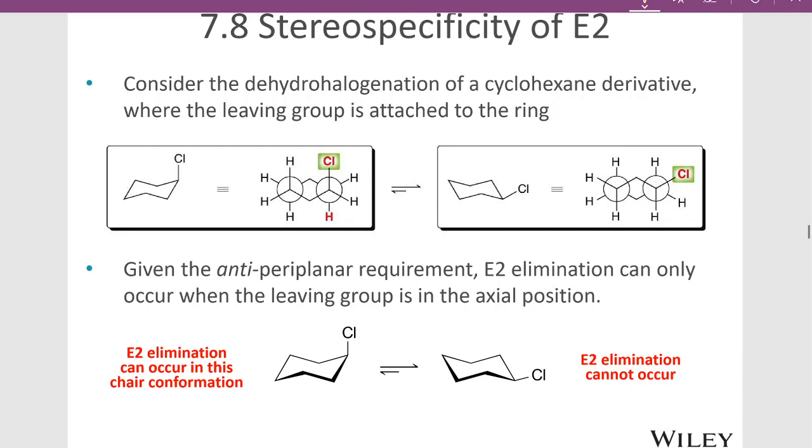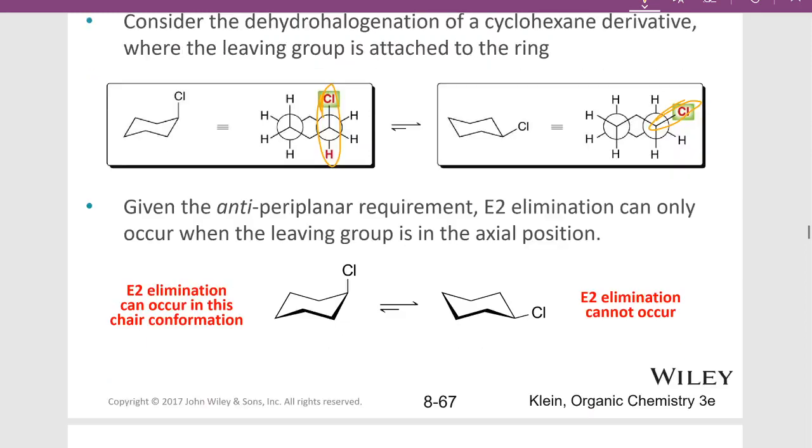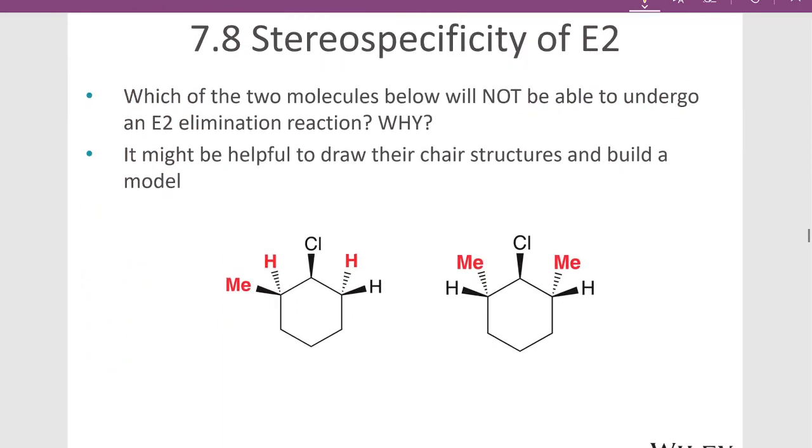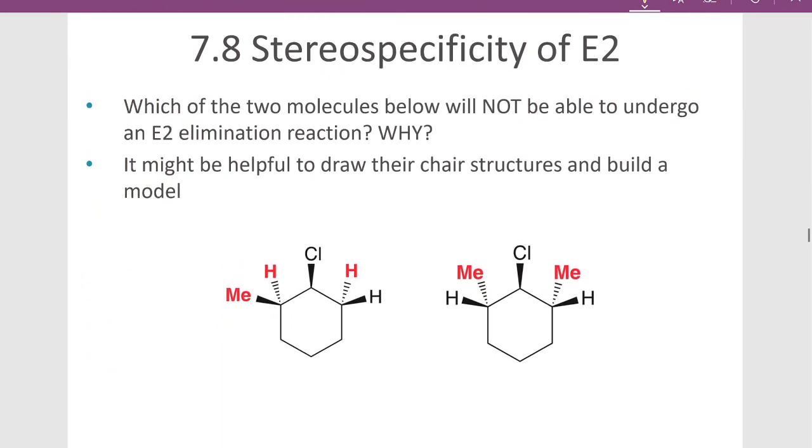So we can look at an example of this elimination on a ring. We can only get the elimination when the chlorine is in the axial position and antiperiplanar to a hydrogen. When the chlorine is in the equatorial position, we don't get elimination. So the leaving group has to be able to enter the axial position in order for this elimination to occur, and it also has to be anti to a hydrogen.